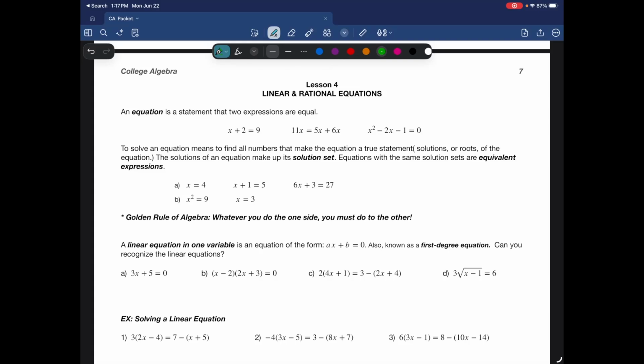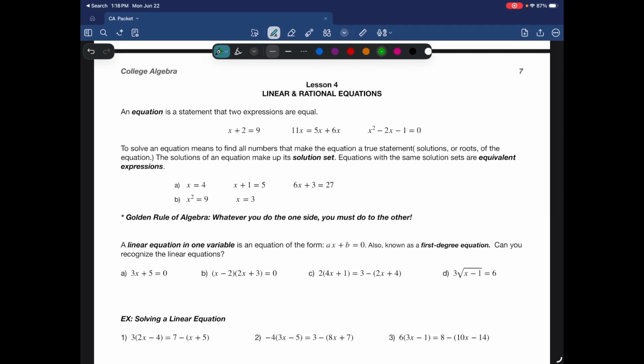Now we're actually starting to get into the algebra topics, the college algebra topics. So far we've been dealing with expressions, and expressions don't have an equal sign. An equation does have an equal sign. And here we're going to be talking about linear and rational equations.